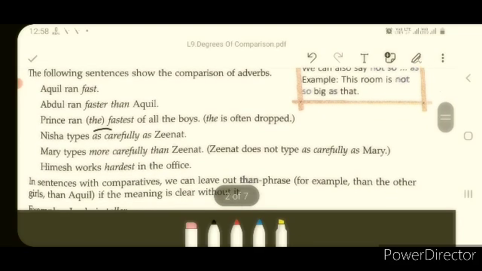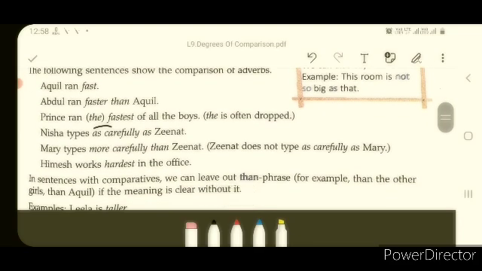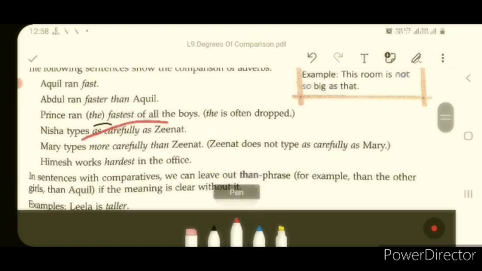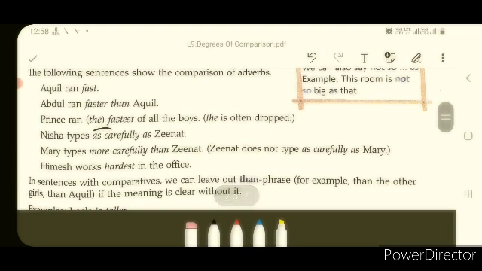Nisha is the tallest of the girls. He is the brightest among the students. Nisha types as carefully as Zenat, isn't it? So two girls who have similar typing skills are being talked about in this sentence, Nisha and Zenat. Mary types more carefully than Zenat. We are talking about Mary who types more carefully than Zenat, isn't it? So it is a comparison between Mary and Zenat with the advantage being given to Mary.